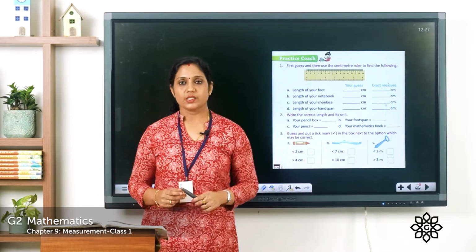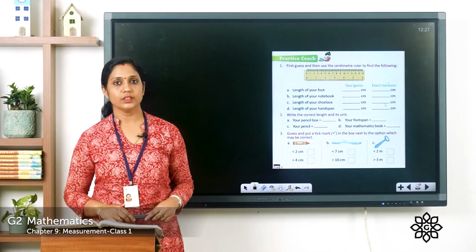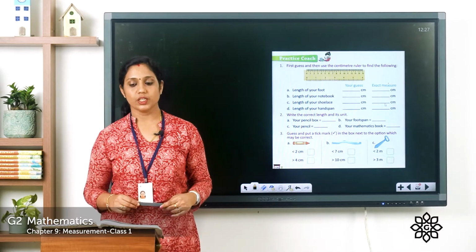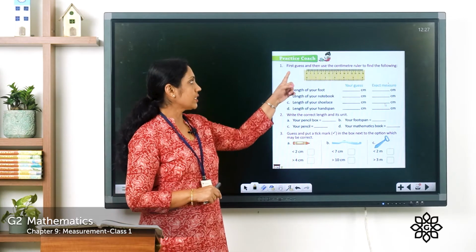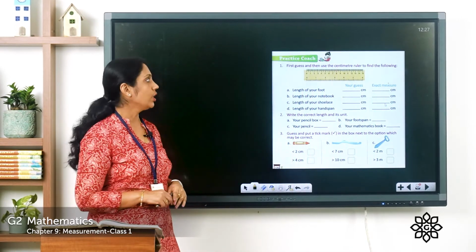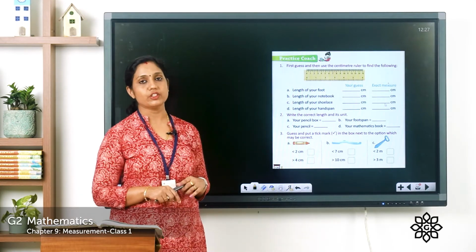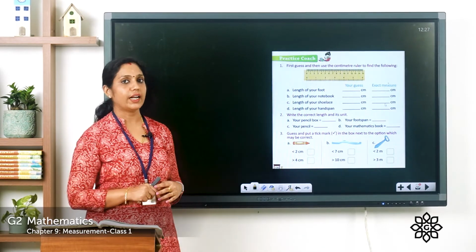Now you have practice questions, page number 130. First, guess and then use the centimeter ruler to find the following. The centimeter ruler has 0 to 15 centimeters, so it is 15 centimeters long. First guess, and then use the ruler to find out the correct length.